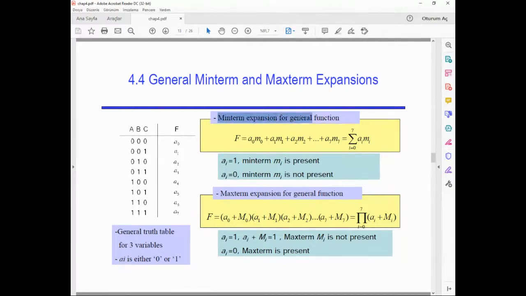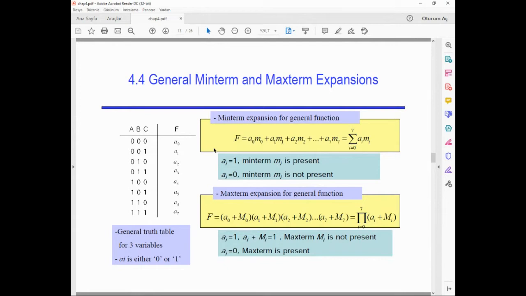So, min term expression for a general function. This is a general function. This is a general truth table, right? There are results. There are inputs. You have 8 inputs. It's not changeable. And you have 8 results. It is also not changeable. So, what is the min term expression for a general function? You can use this expression.